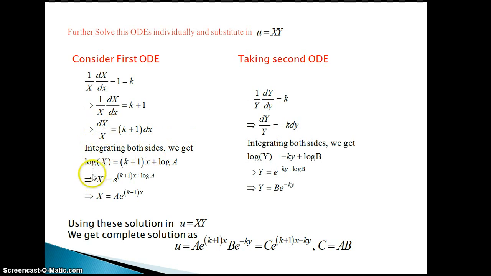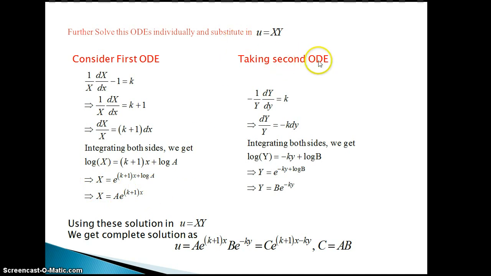That is, integration of dx by x is log x, is equal to (k plus 1) times x plus some constant of integration that I have written as log a. Then rearrange this, take log to other side and rearrange the terms, we will get the final solution for X as X is equal to a times e power (k plus 1)x. So this is the solution for the first ODE.